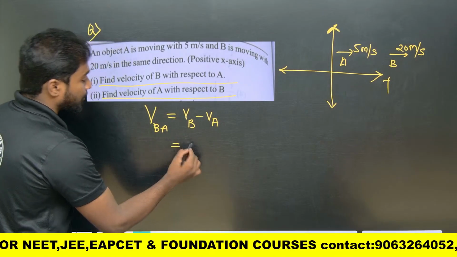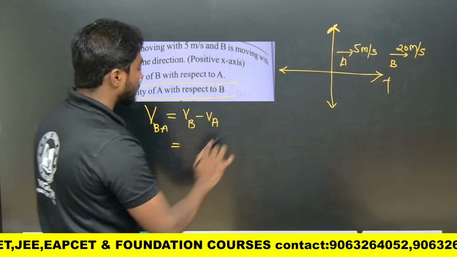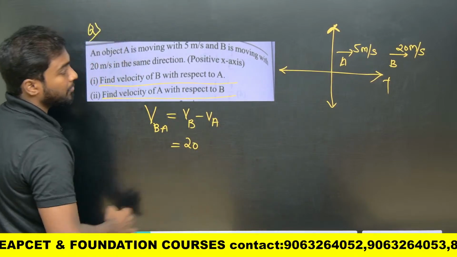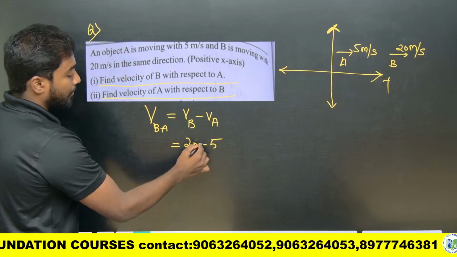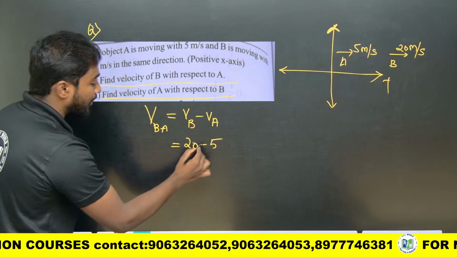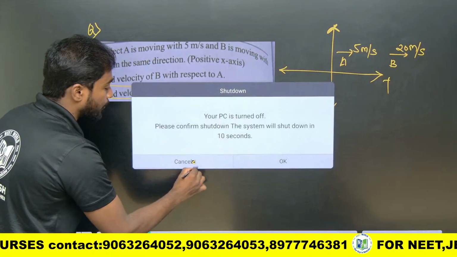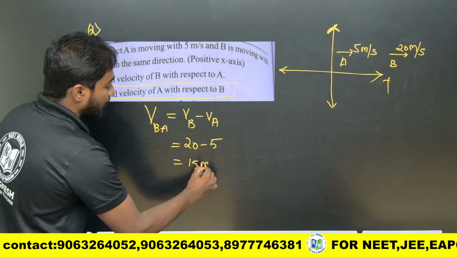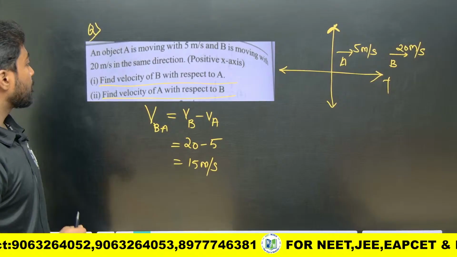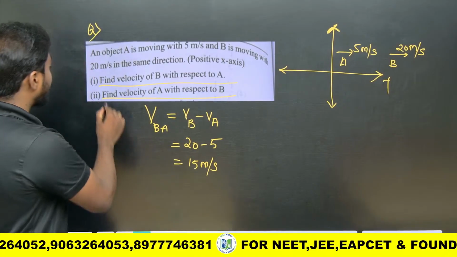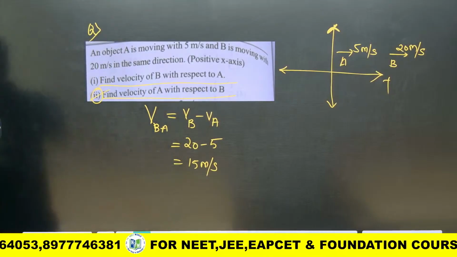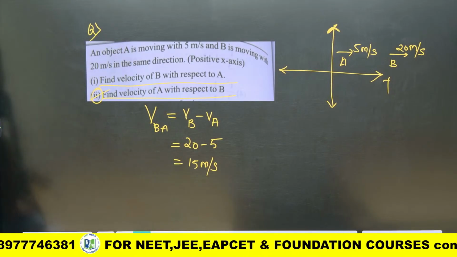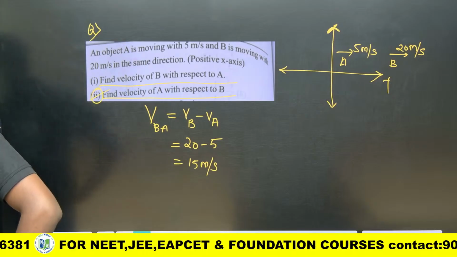Next, VB is in the positive direction, so write it as it is, 20. VA is also in the positive direction, minus 5. Minus into plus is minus only. So 15 meter per second for the first question. Can you give the answer for the second question? Yes, you can give it in the comment boxes, guys.